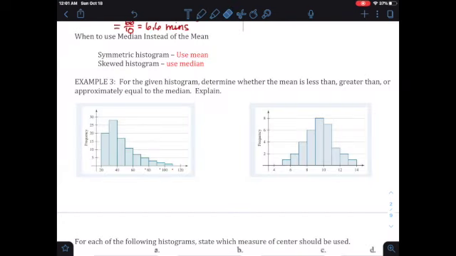So now, knowing those two methods, we are going to decide when the median or the mean is used. Looking at the graph, when you have a symmetric histogram, meaning both sides are kind of even, you use the mean. And if you have a skewed histogram, you use the median. So example 3: for the given histograms, determine whether the mean is less than, greater than, or approximately equal to the median. Explain. If you look at the first graph, you will notice it's a skewed histogram. Actually, it's skewed to the right. So in this case, we will be using the median.